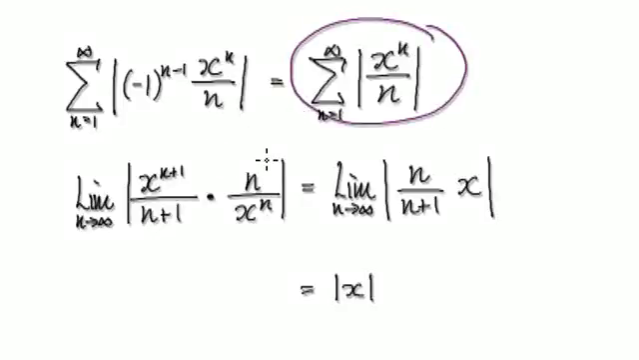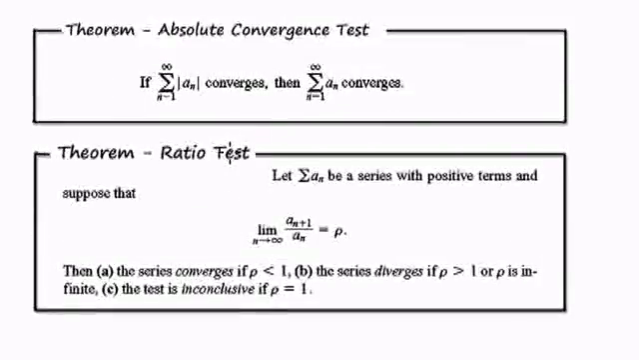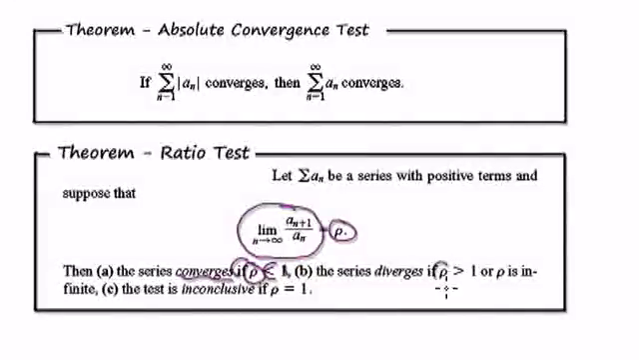Now apply the ratio test. With the ratio test, we always need to compute this value here. If this value is less than 1, we know it's going to converge. If this value is bigger than 1, it's going to diverge. If it's equal to 1, then it's inconclusive. So we need to compute this value here.